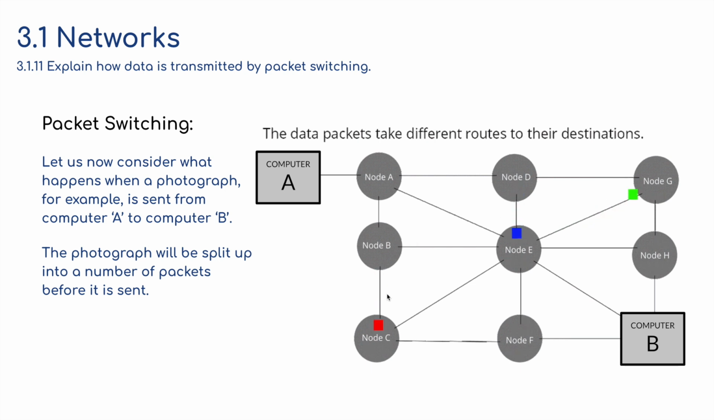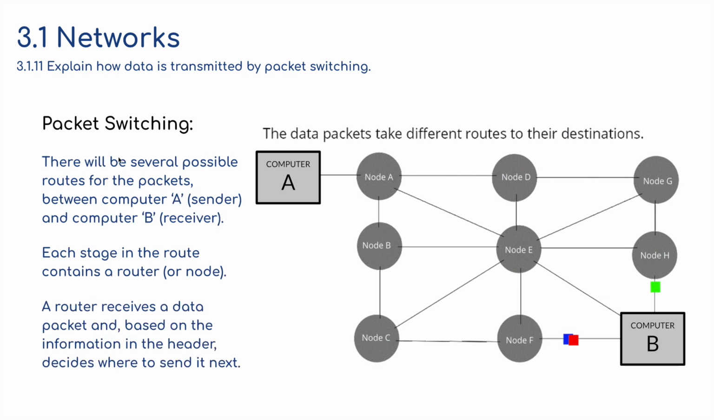You can see them moving around the network now, moving from node to node. Very simple node structure here. There will be several possible routes for the packets between computer A, the sender, and computer B, the receiver. Each stage in the route contains a router or node. That's why I've called these nodes. A router receives a data packet and, based on the information in the header, decides where to send it next.